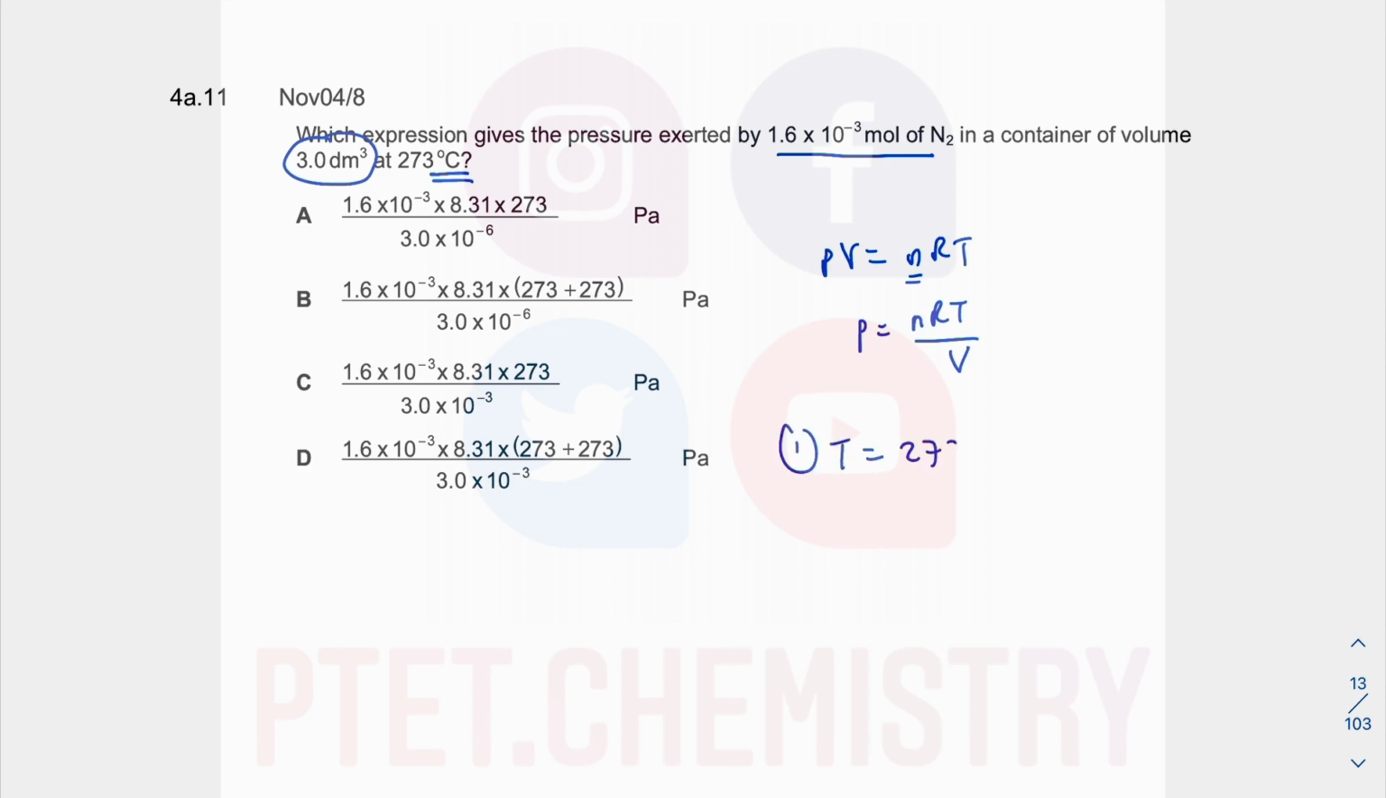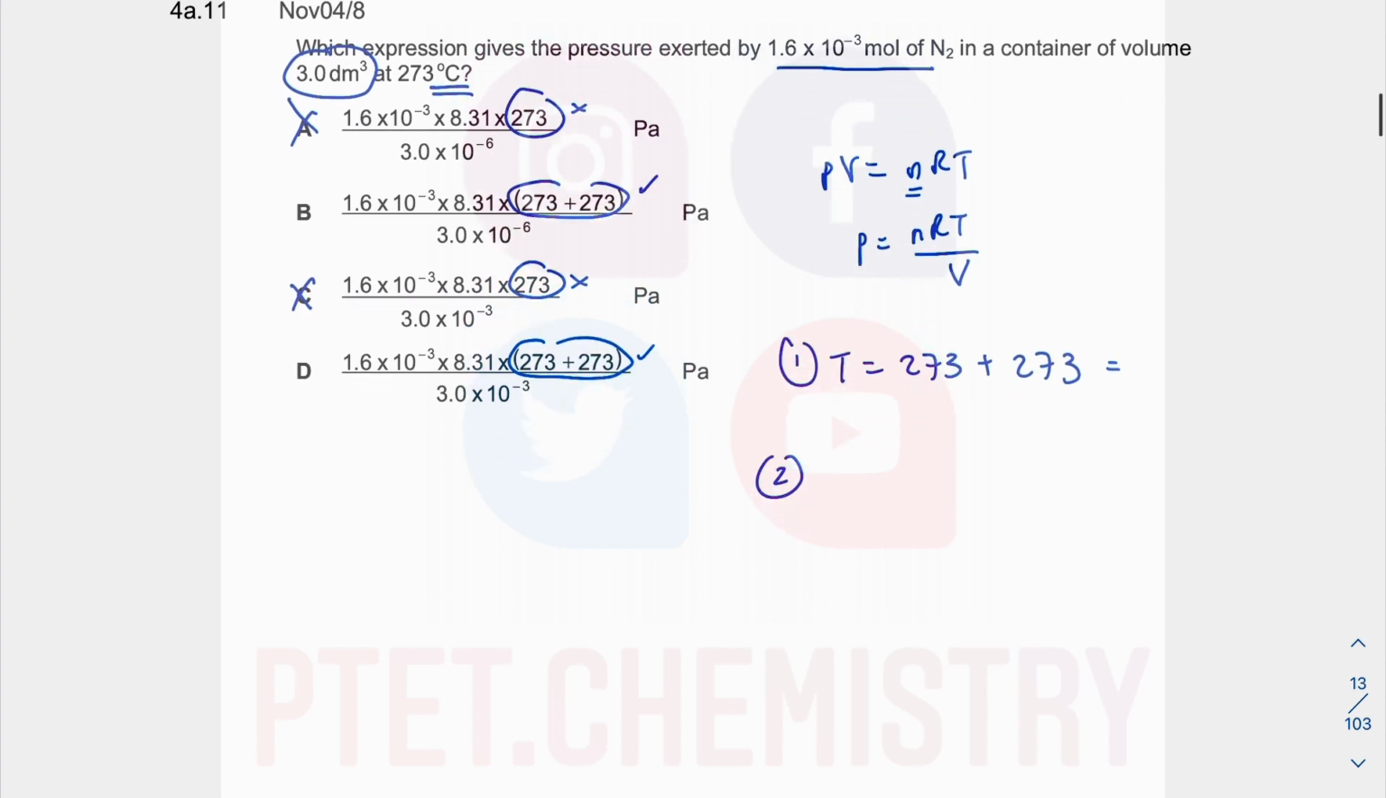Temperature first, that is in degrees Celsius. Convert that to Kelvin, then you will get, well, 273 plus 273. That's what you want. You do not want 273 alone there, okay? Because that's in degrees Celsius, all right? So I don't want to evaluate it because there's no point in evaluating it, okay? So A and C are out. Okay, very obvious choices there.